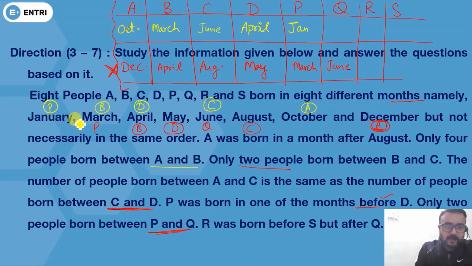P was born in January, then Q should be born in May. So according to this, Q will be born in May. So I hope this one is very clear to you. Now move to the next one.